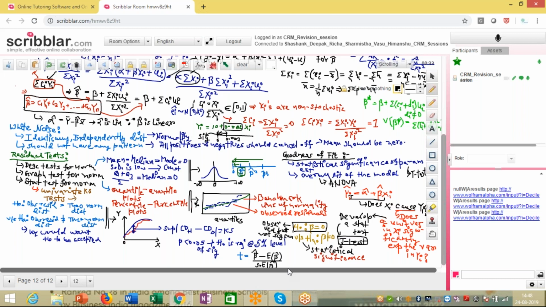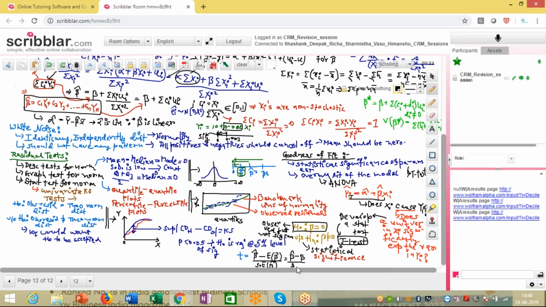Now we know that beta hat is an unbiased estimator, and since beta hat is an unbiased estimator, we have seen that the expected value of beta hat is equal to beta. Can you please repeat the last sentence?